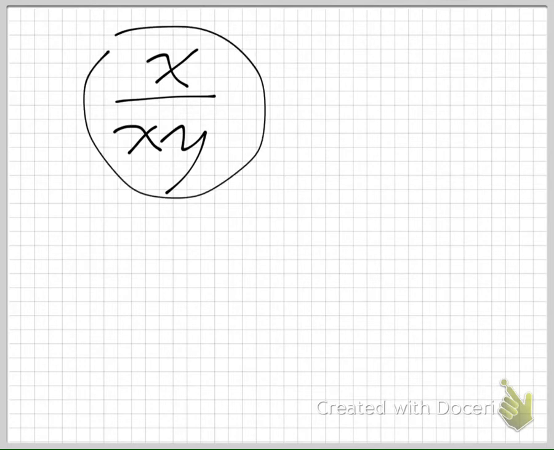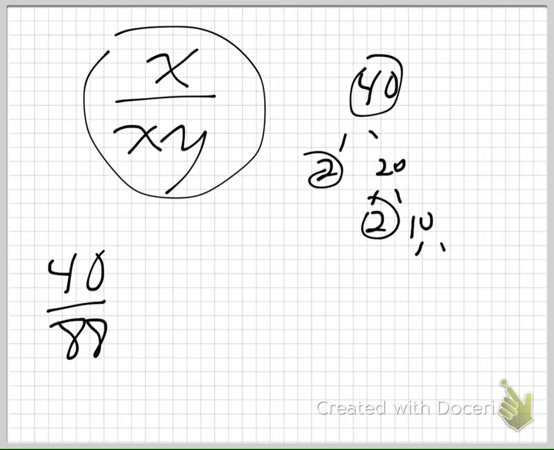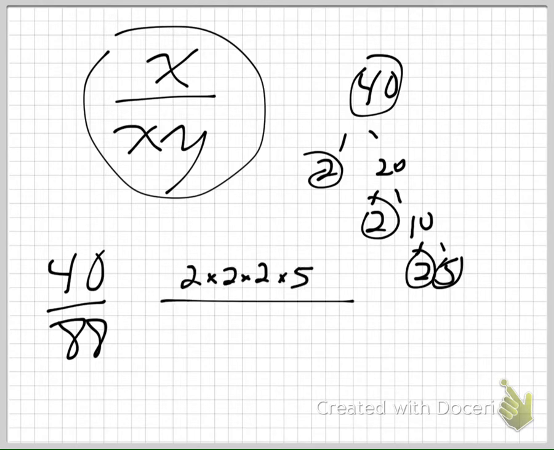Let's go back to 40 88ths. Okay, I'm going to write this over here. 40 88ths. I'm going to show you another way of doing this. What is the prime factorization of 40? Let's do that. 40, that would be 2 and 20, 2 and 10, 2 and 5, right? So the prime factorization of 40 is 2 times 2 times 2 times 5. Agreed?